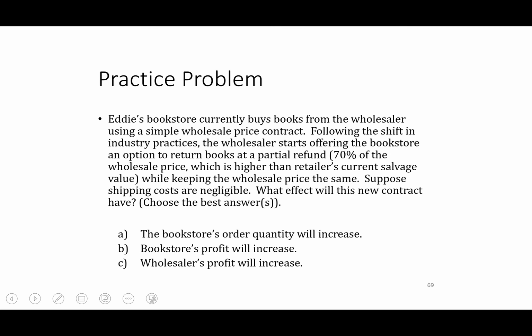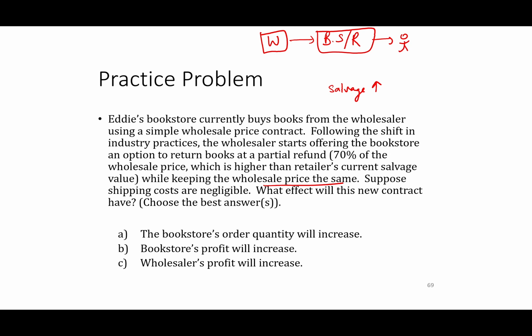So in this case, the key is that this bookstore gets books from a wholesaler. The bookstore is like the retailer, and then sells to the end customer. Now the salvage value that the bookseller gets is getting higher, and the wholesale price remains the same. So if the salvage value increases, so instead of losing $20, maybe now the retailer is only losing $10. So in this case, what will happen? Of course, they will start increasing the order quantity, and they will also make a higher profit.